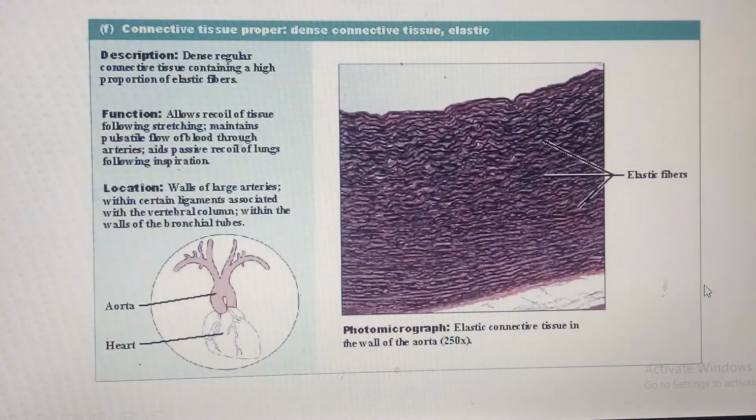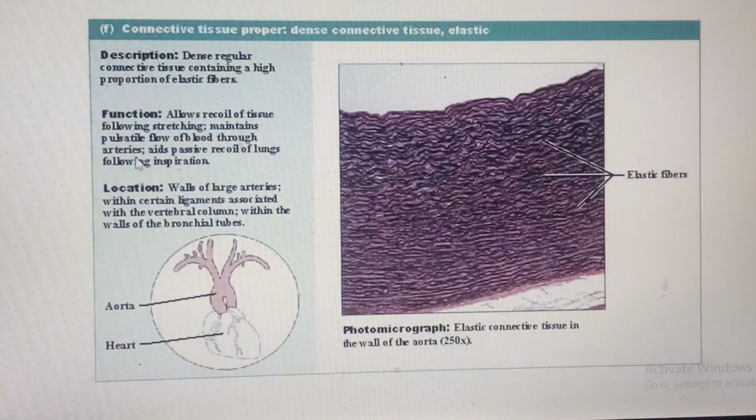Now, apart from the dense collagenous type, we also have what we call elastic connective tissue. If it is elastic connective tissue, it's actually dense. You can see these densely packed elastic fibers over here. In fresh section, they tend to be yellowish because elastic fibers are mainly present, and they are found in organs where there will be the need for recoil.